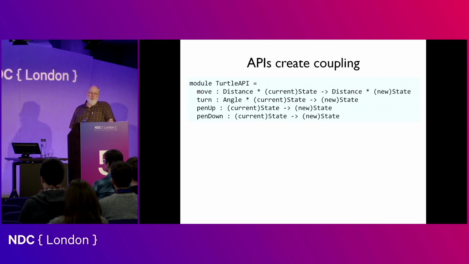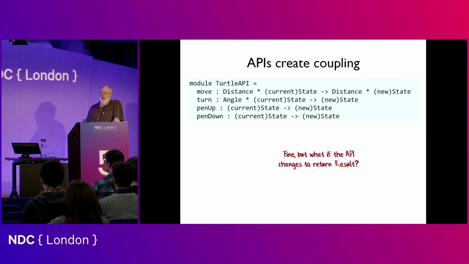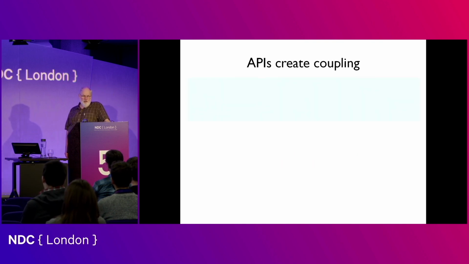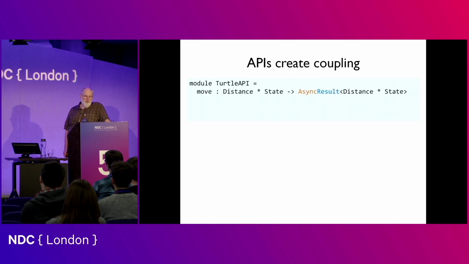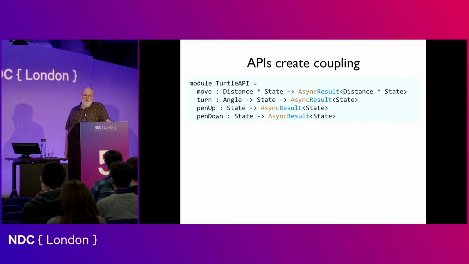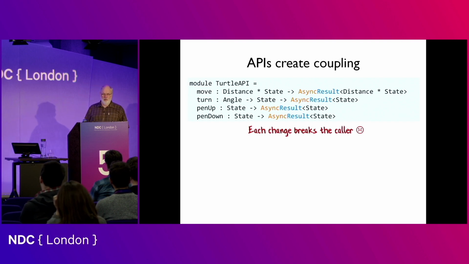So that's my API. Now, at some point later, I say, actually, I really want to do some error handling. So I'm going to change these things to be results instead, because it's going to maybe have an error case. And actually, it turned out that we need to make this async as well. So it's now an async result, and so on and so on. So every time I do this, I'm messing with the API. Every time I do this, I'm breaking the caller, and the caller's getting annoyed with me because I keep changing my mind.